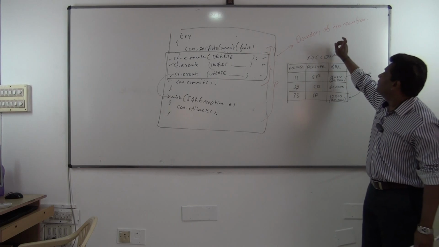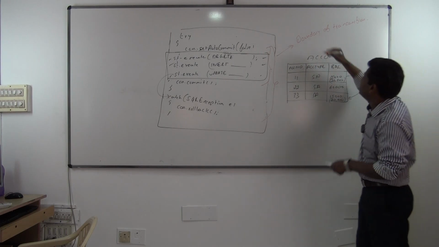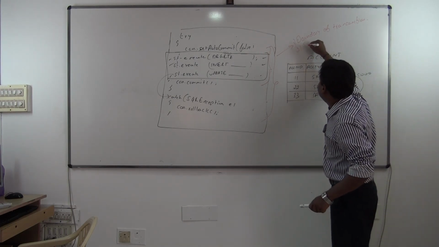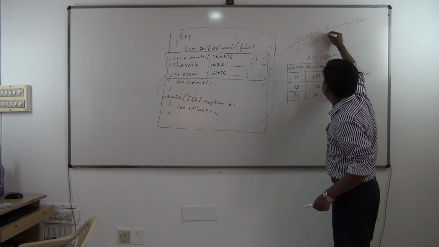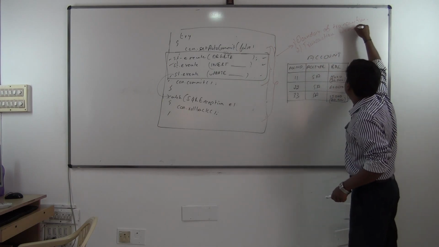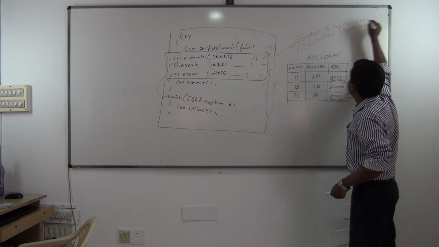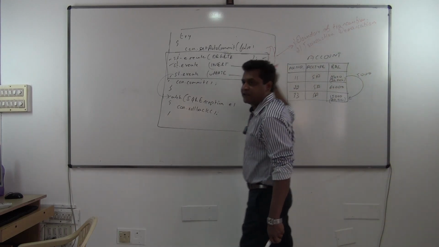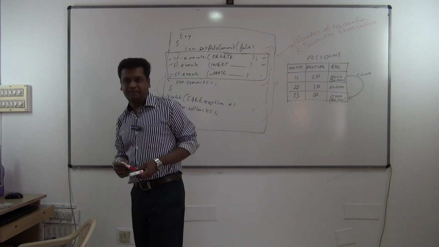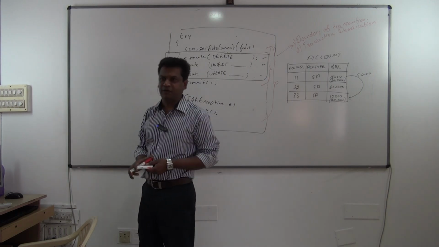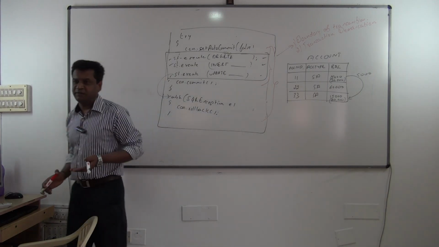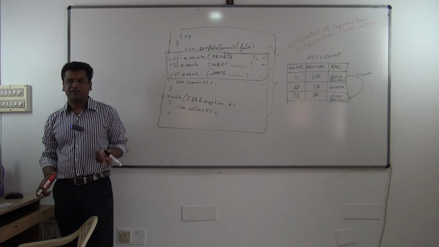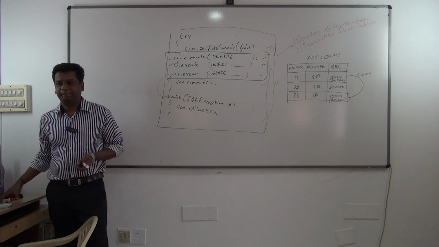Understood? This boundary of transaction is sometimes also known by one more terminology, transaction demarcation. Boundary of transaction, or it is also known as transaction demarcation. These are the two terminologies. They'll ask you in an interview, what is transaction demarcation or what is boundary of transaction? The answer to both of them is the same.